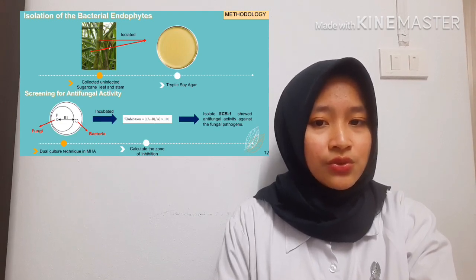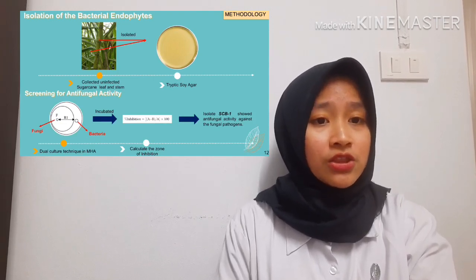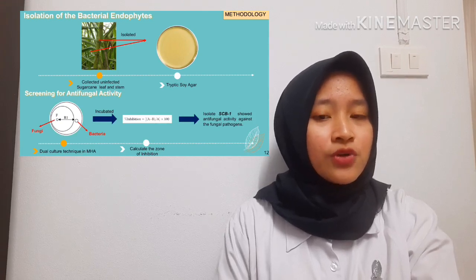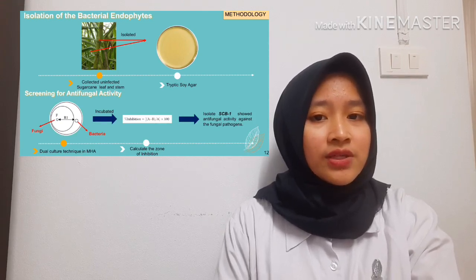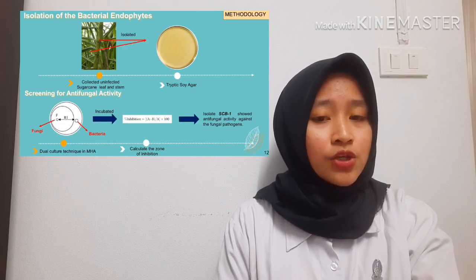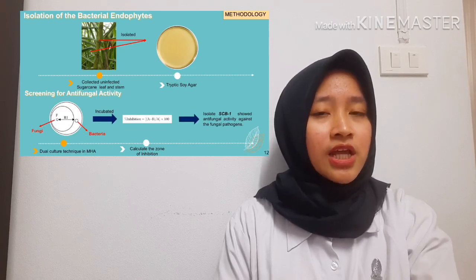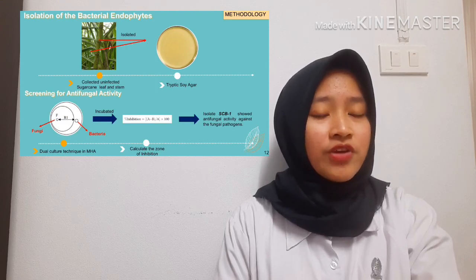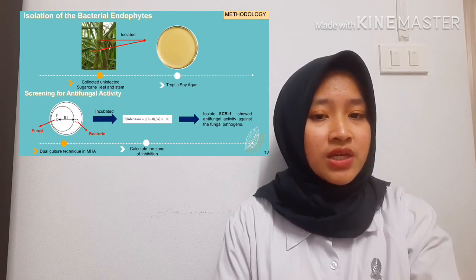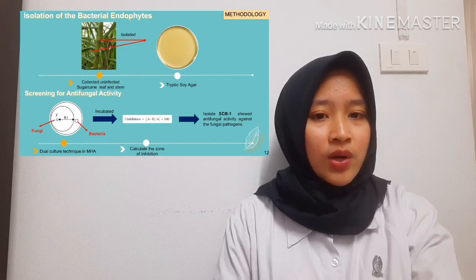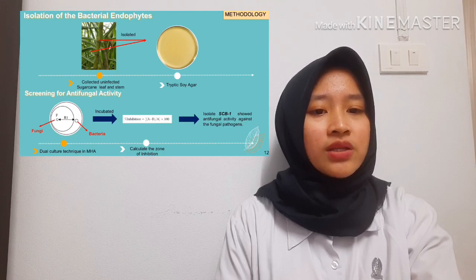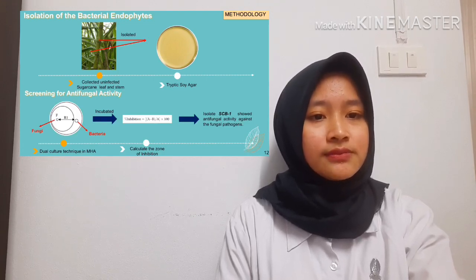They do the dual culture technique on Mueller-Hinton agar. They put the bacteria on this side and the fungal isolate on the opposite side. After that, they incubate it. After incubation, they calculate the zone of inhibition using the formula: percent of inhibition equals A minus B divided by A, times 100. After that, among 7 isolates, only 1 isolate, SCB-1, showed antifungal activity against the fungal pathogens.